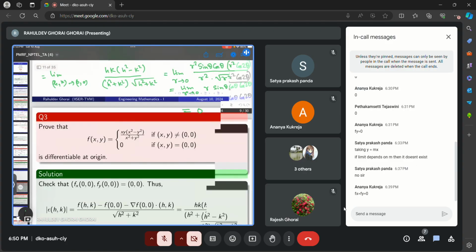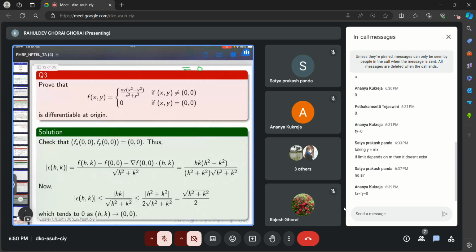So also we can do it this way, like we did. Like I said, (h² − k²)/(h² + k²) is less than 1, you can show that, right? Think about it. If that is so, then from here you get this quantity. And then we did it again.